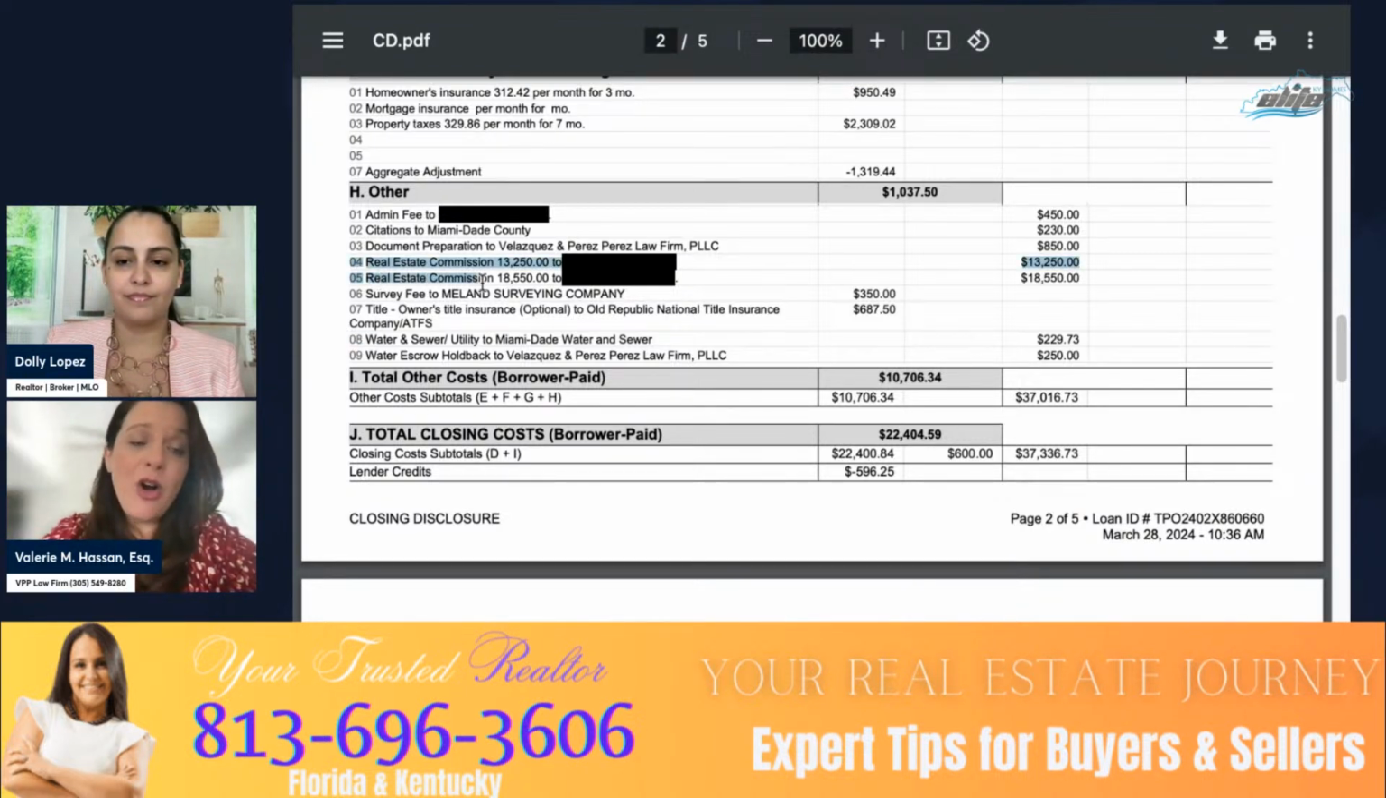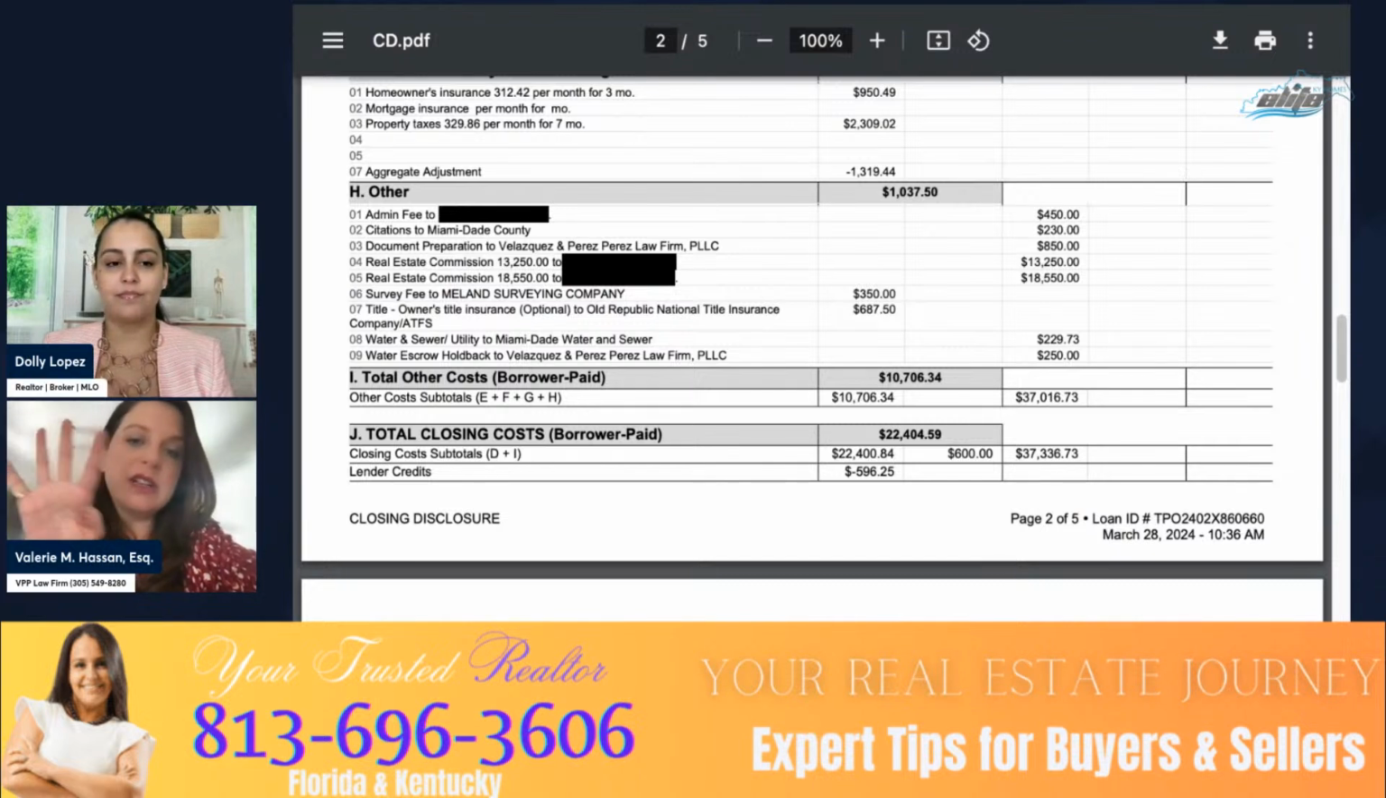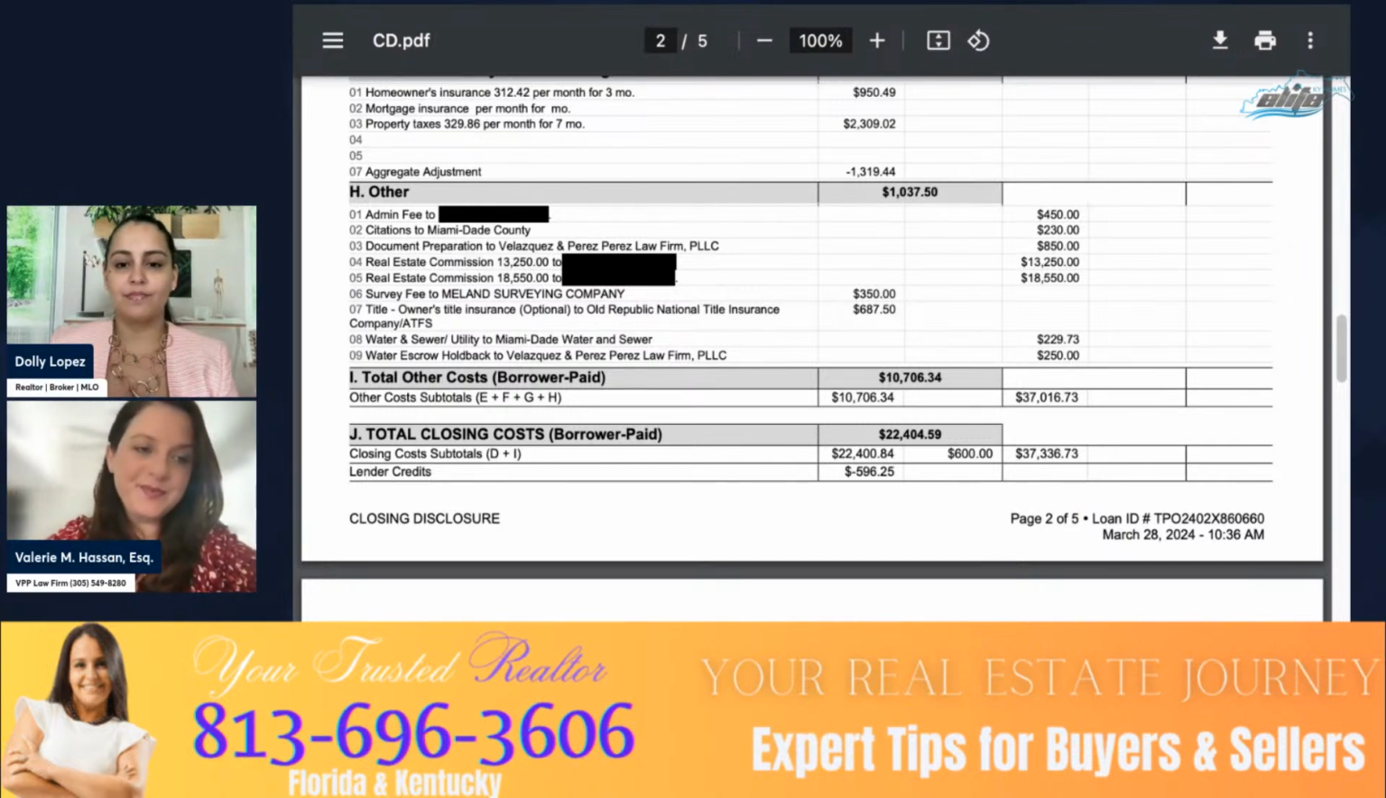Again, it all depends on what the situation may be. We have a survey that the buyer is required to pay for. So these are all the other costs that, as you can see, are primarily towards the seller that are involved in this transaction. Perfect. Okay.